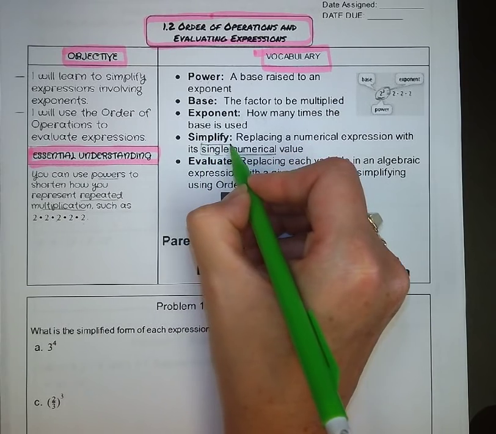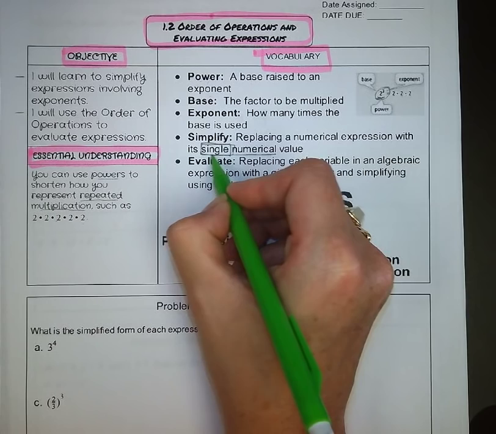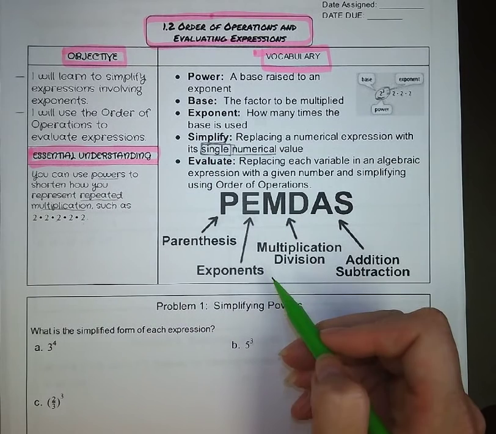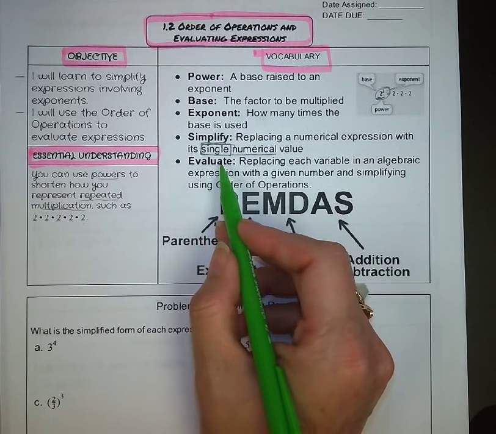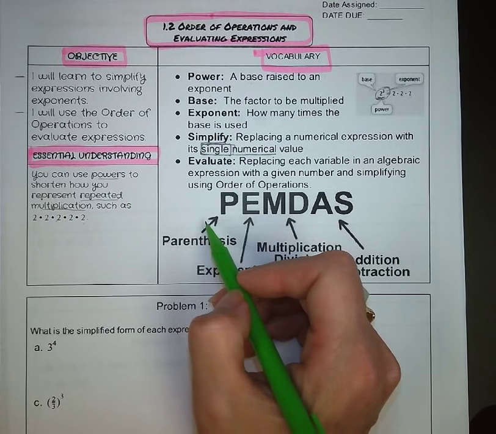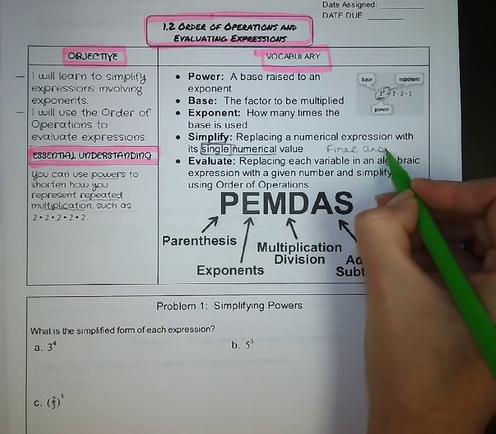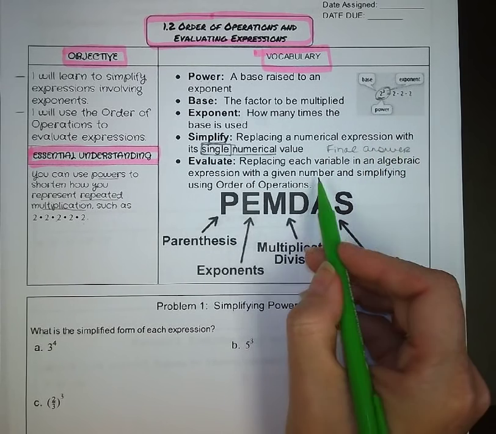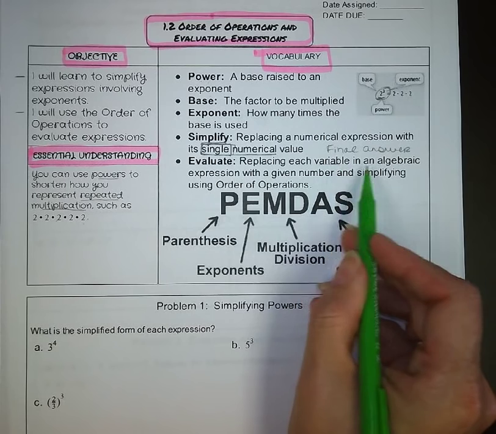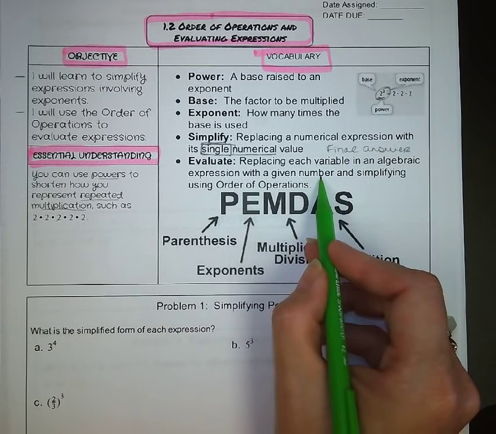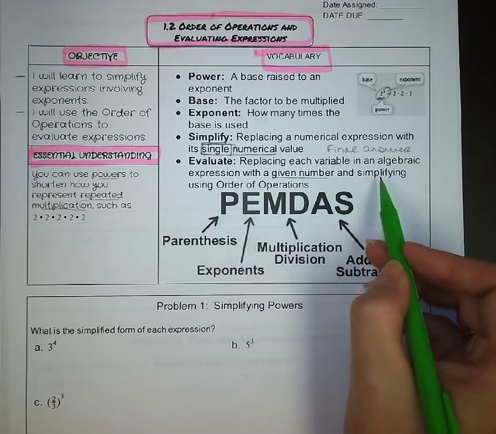Simplifying is replacing a numerical expression with a single numerical value. So we're going to take everything, do all the math, crunch all the numbers, and get one final solution or result. And evaluate. Evaluate means we are going to replace each variable in an algebraic expression with a given number, and we are going to simplify using order of operations.